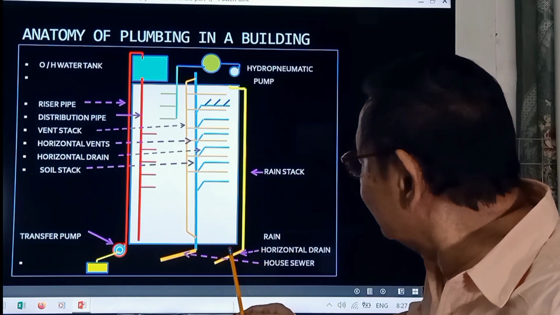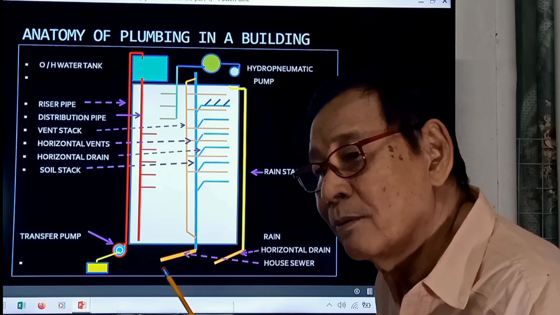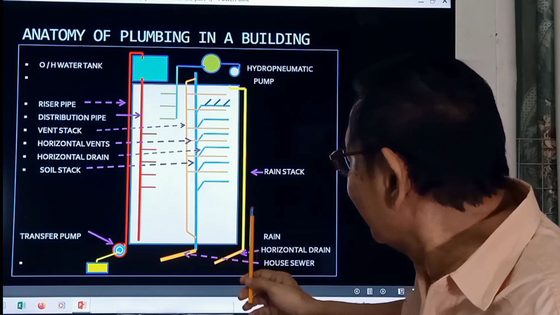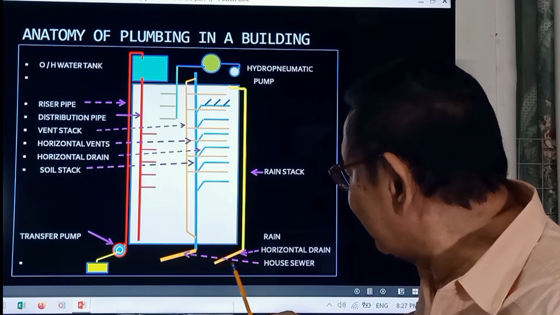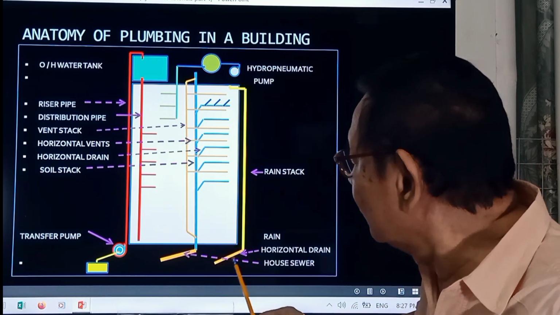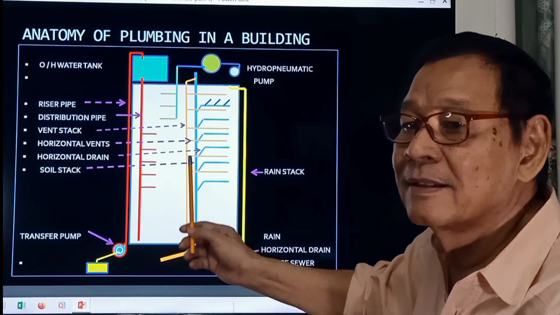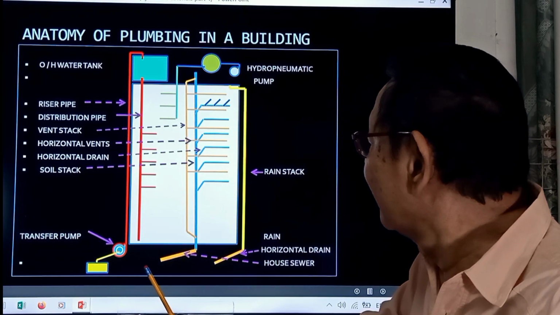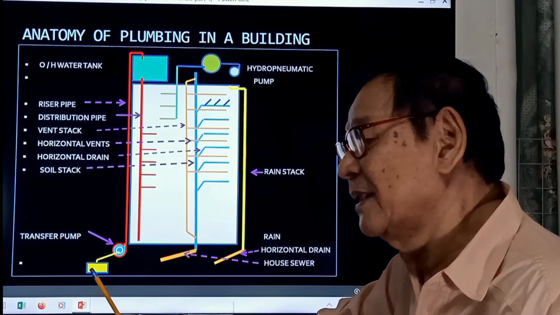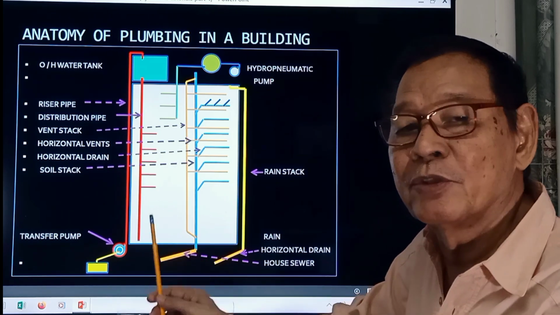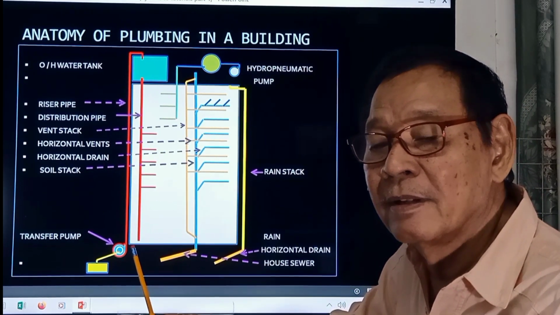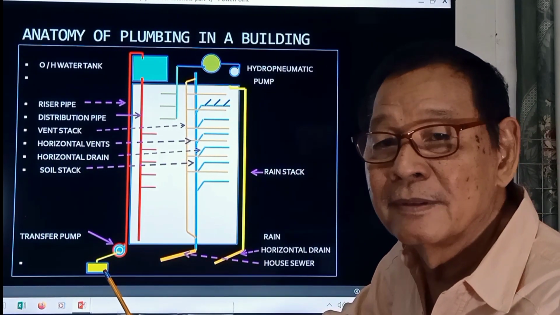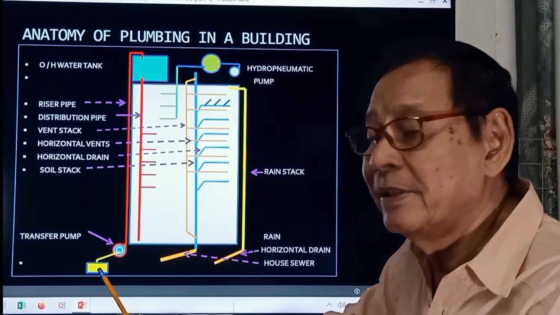Maybe we will apply also the rainwater collection system. So we can impound the water here and be used as maybe a gray water for the building. And some other piping system here, like a fire protection system. This is part of the design for plumbing engineering.